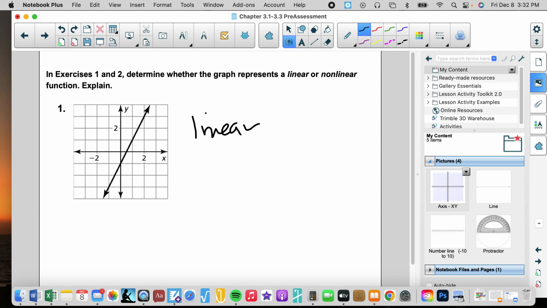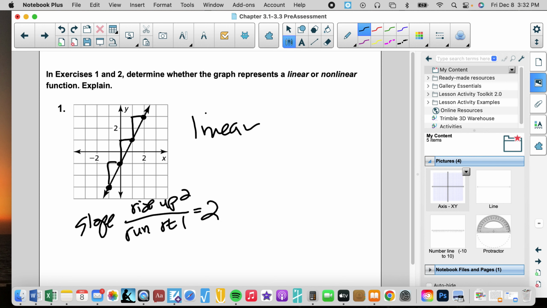Well, we can take multiple points and we can look at the rate of change. So you go up 2, right 1, up 2, right 1, up 2, right 1. It has a slope of rise or up 2. It has a run or right 1, so a slope of 2. So that's why it's linear. It has a constant rate of change, which is the mathematical reasoning.